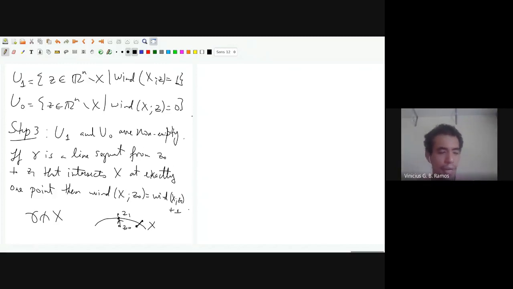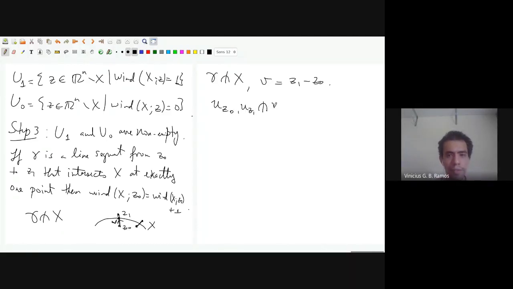So how do you do this? Because gamma is transverse to X, you can write a vector v, which is z1 minus z0. It's because we are in Rn, so you can do that. So it's going to be this vector v. And since gamma is transverse to X, we know that the maps u_z0 and u_z1 are going to be transverse to this vector v over the norm of v.